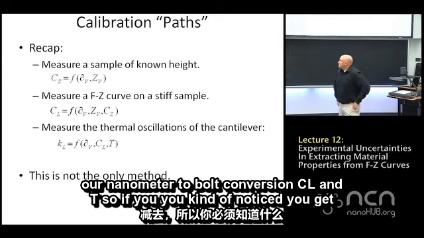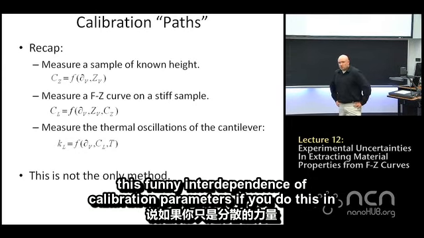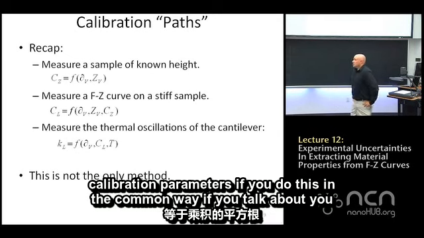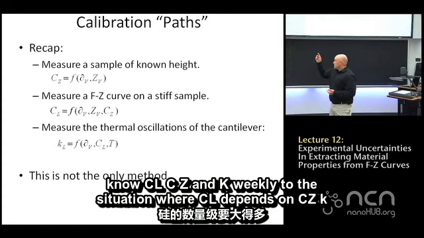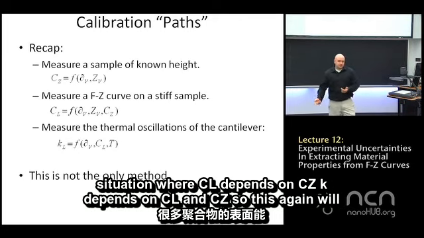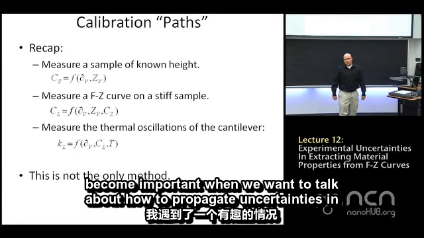So if you notice, you get this funny interdependence of calibration parameters if you do this in the common way. If you talk about CL, CZ, and K, we've created a situation where CL depends on CZ, and K depends on CL and CZ. So this, again, will become important when we want to talk about how to propagate uncertainties in these equations.